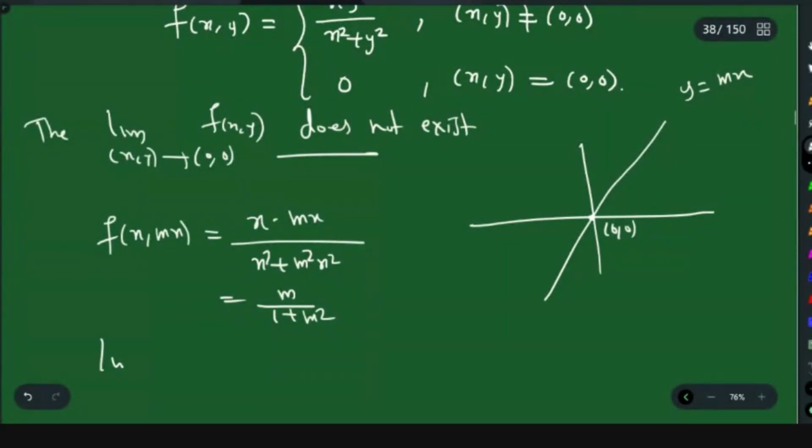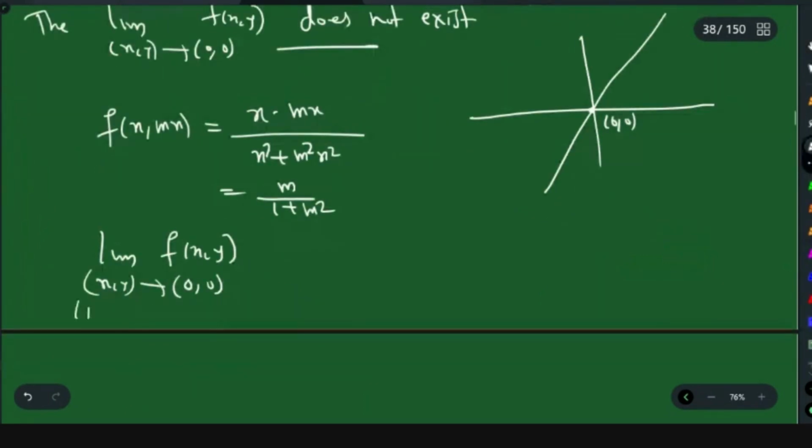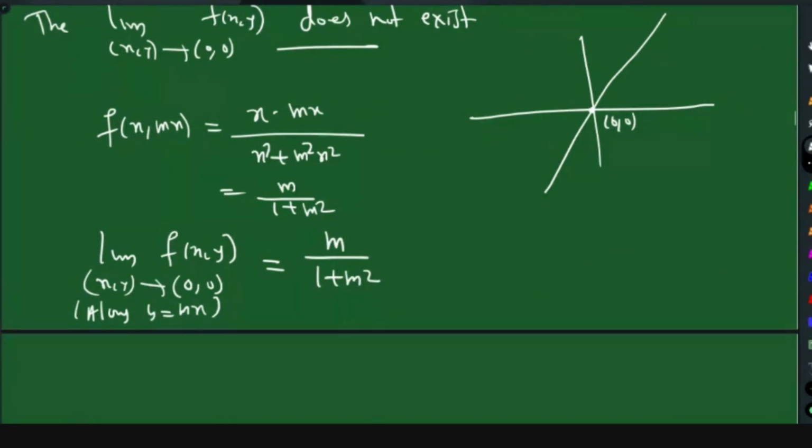So the limit as xy tends to 0, 0 of f of xy along y equal to mx is simply m divided by 1 plus m square. That value depends upon the slope. If the slope is equal to 1, you will get 1 by 2. If the slope is equal to 2, you will get 2 by 5, and so on. So for each line you get a different value, and the limit at 0, 0 does not exist.